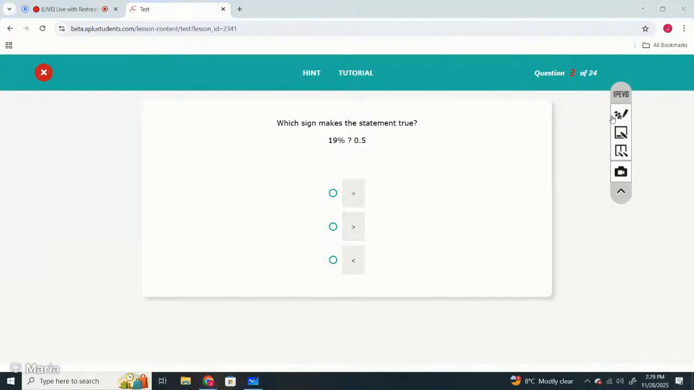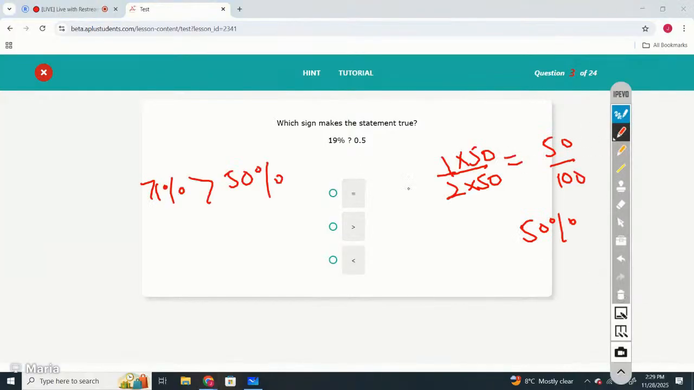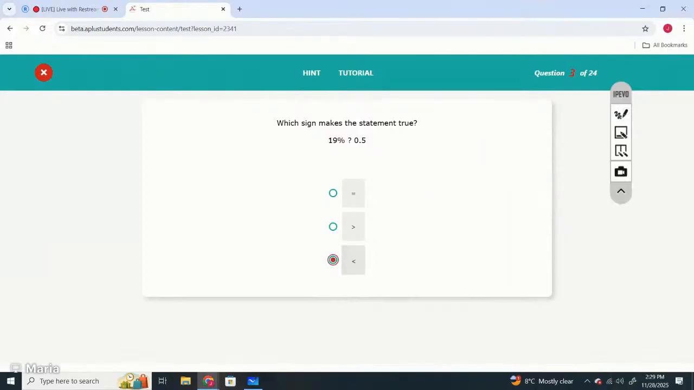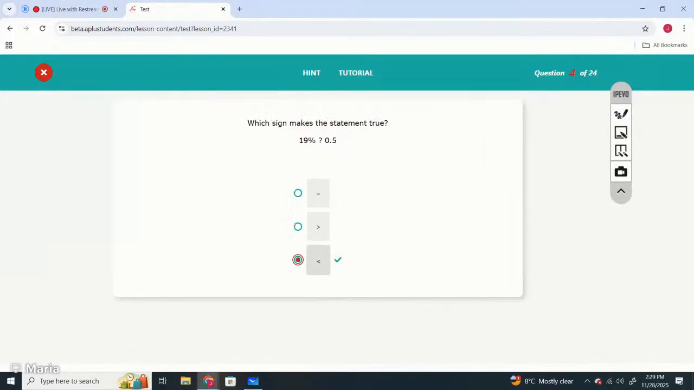Which sign makes the statement true? 19% and 0.5. So we need to make them the same. So 0.5 converted into percentage form. 0.5 times 100 is 50%. 19% is less than 50%. Option number 2 is the correct option, less it is.